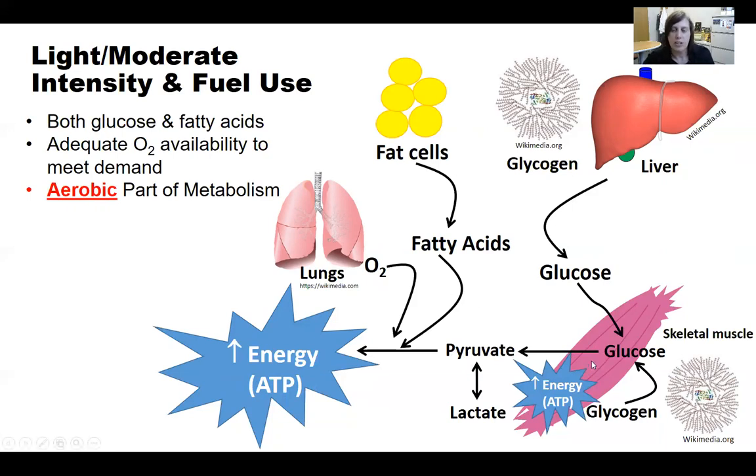There's one other place we can generate energy. So glucose being converted to pyruvate generates some energy, but it's not as great as the energy we produce when we have this oxygen around, or aerobic part of metabolism.